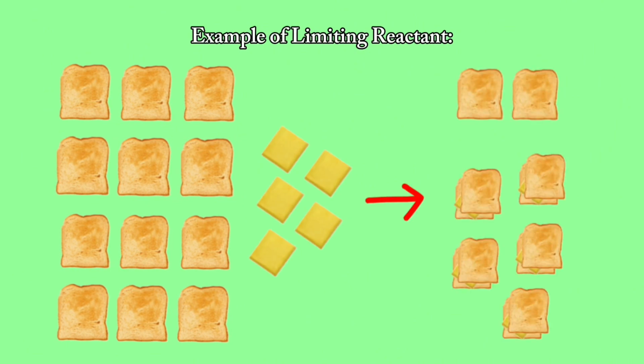An example of this would be making a sandwich. You need 2 slices of bread and 1 slice of cheese to make 1 sandwich. If there are 12 slices of bread and 5 slices of cheese, the cheese would be the limiting reactant because it is fully consumed and limits how many sandwiches, or products, you can make.